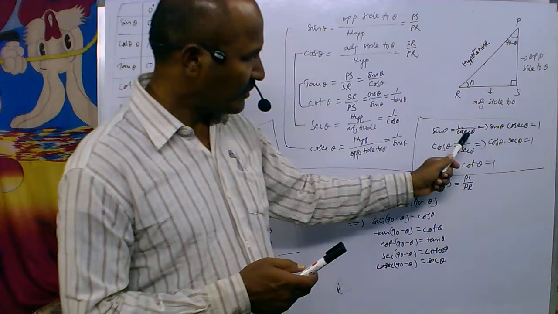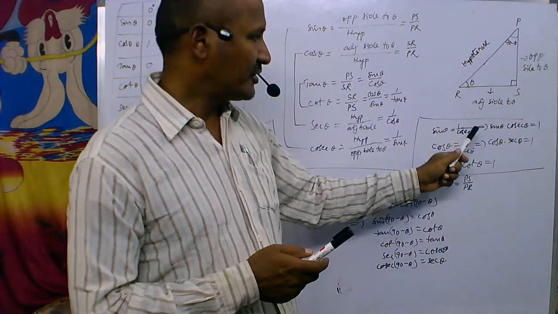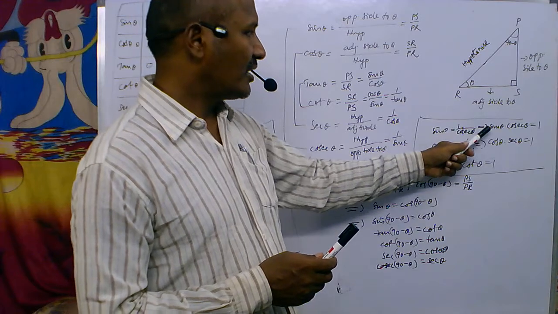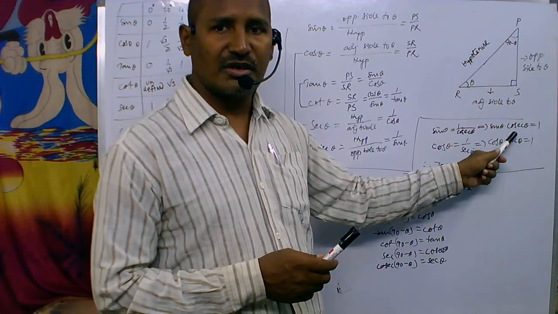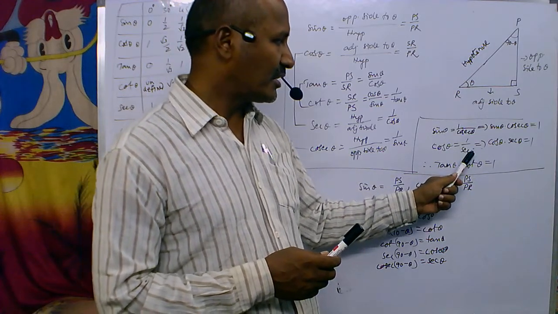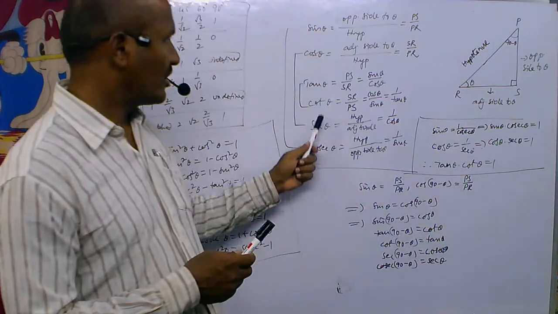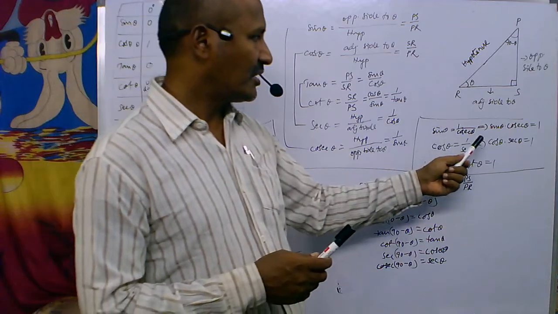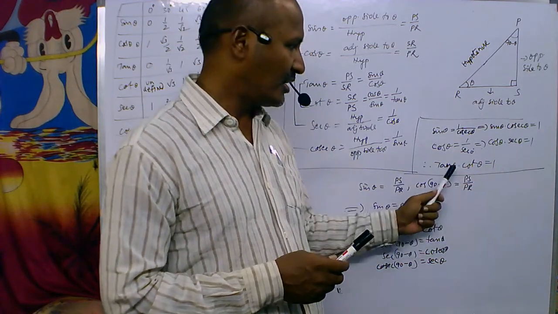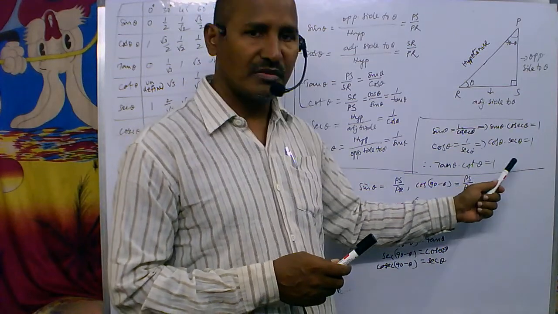So now come to reciprocals of trigonometric ratios. Here sin theta is equal to 1 by cosecant theta, that implies sin theta into cosecant theta is equal to 1. Similarly, cos theta is equal to 1 by secant theta, as these two are reciprocals of each other, as we have seen earlier. Cos theta into secant theta is equal to 1. Similarly, tan theta into cot theta is equal to 1.